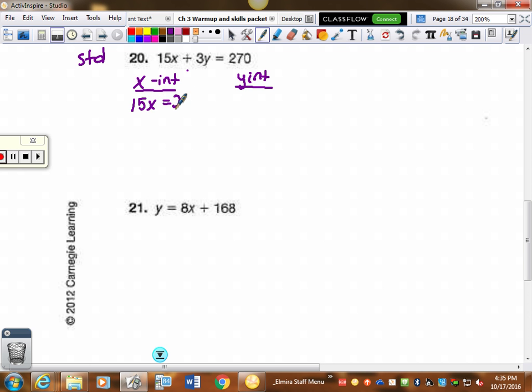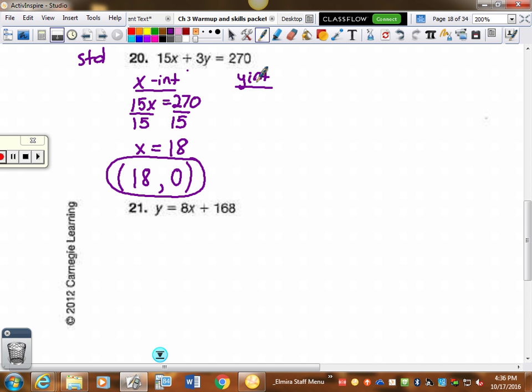15x equals 270. Divide both sides by 15. And x equals 18. Okay, so my x-intercept, remember x value comes first and then a 0. Okay, that would be my intercept.